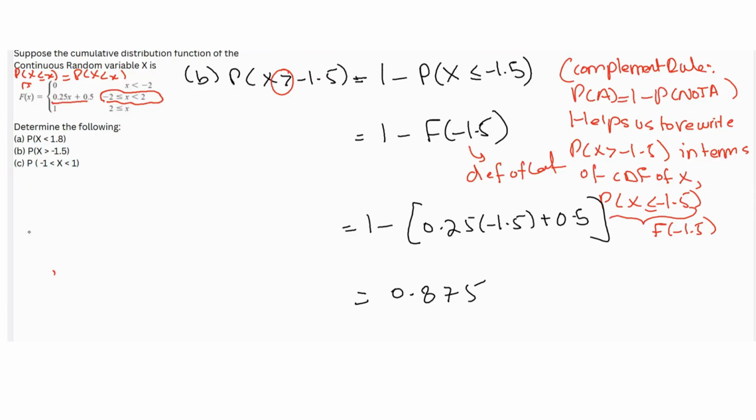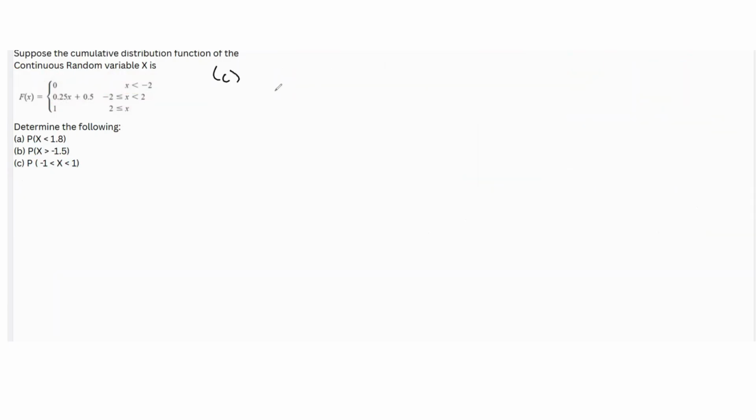Now the last part, part C. We want to find the probability that X is between -1 and 1. Again, it doesn't matter if this was the probability X is greater than or equal to -1 and less than 1, or greater than -1 and less than or equal to 1, or greater than or equal to -1 and less than or equal to 1. It does not matter. For a continuous random variable, the equal to sign does not matter.